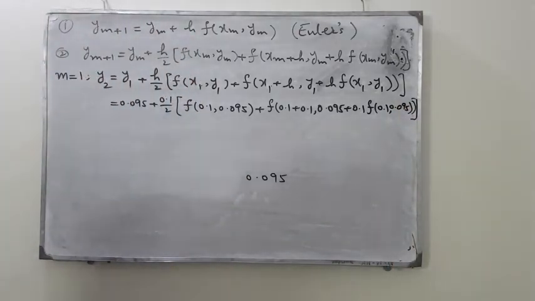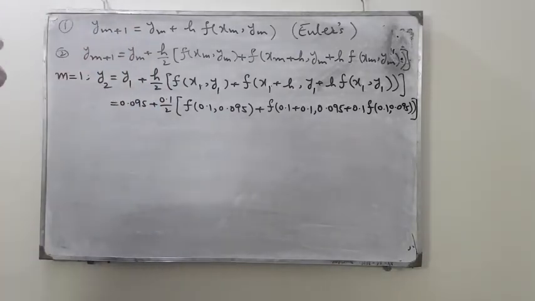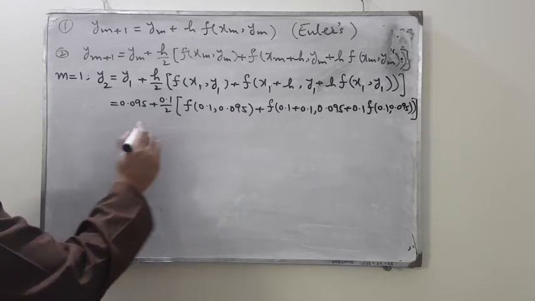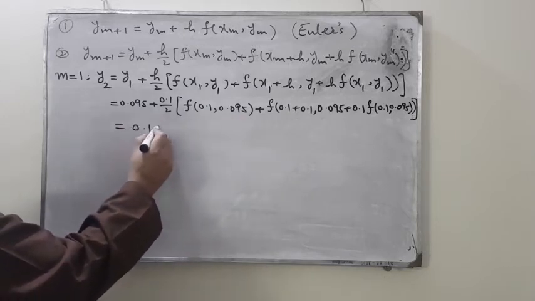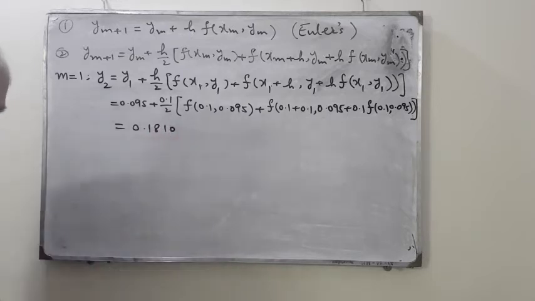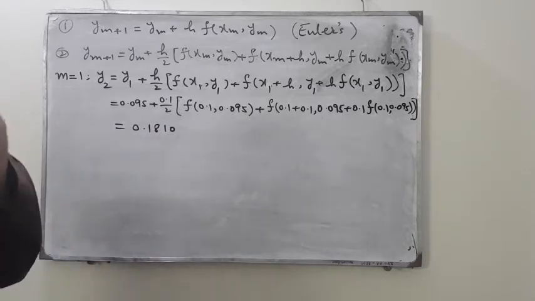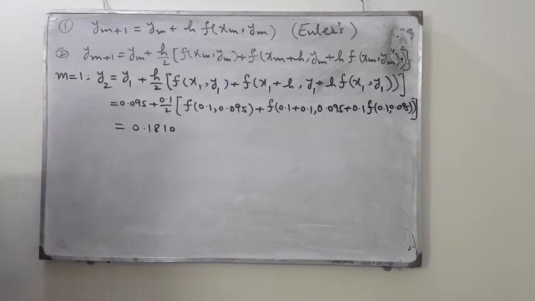Okay, we have just substituted the function values, the index values, x1, x2, x3 and so on, and y1's value, and after putting the values you have to simplify it. On simplifying and applying the functions, I'm writing the result directly. We get 0.1810. We can round it up to 4 decimals. So this is the output after using the index m equals to 1.